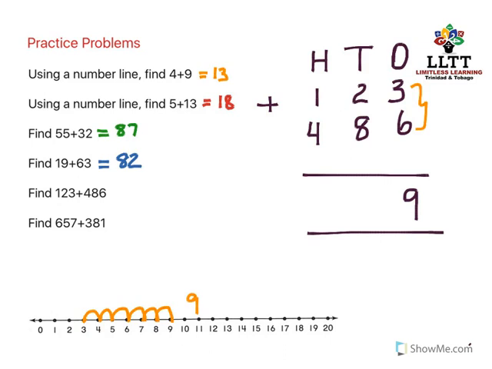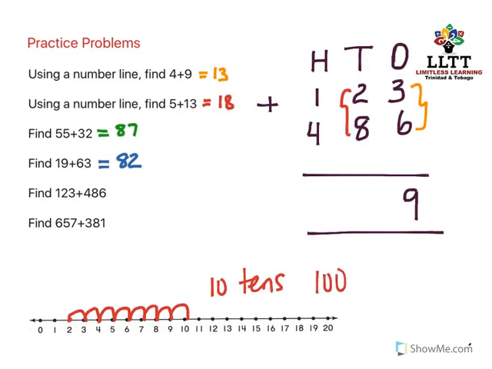So that's 2 plus 8. So I'm going to put my red dot at 2. And then I'm going to move 8 places to the right. So that's 1, 2, 3, 4, 5, 6, 7, 8. So that's going to give me 10 tens. And we know that 10 tens is 100.